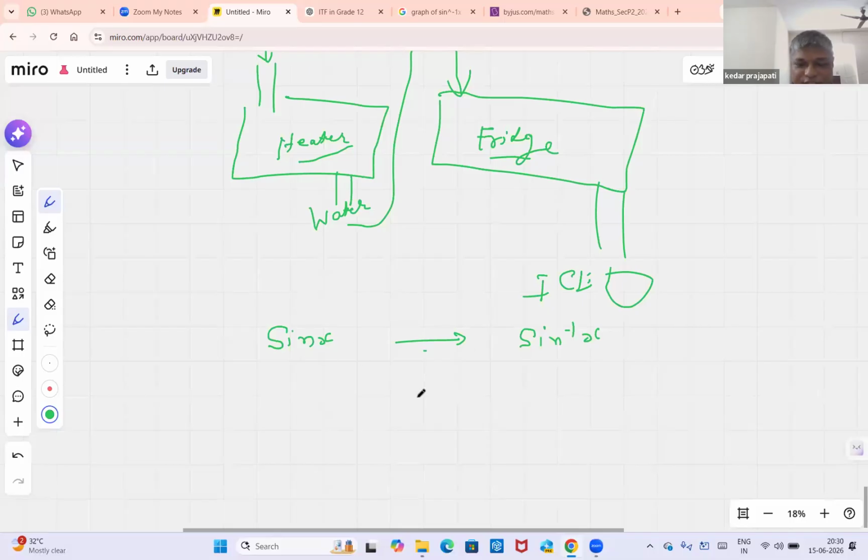Its inverse is not becoming 1 by sine x. So here inverse exists. But for every function, inverse does not exist. Inverse only exists for certain functions, like sine, cos, tan, cot, sec, cosec. To be very, very precise, what did we learn? Inverse is possible, but inverse does not exist for every function.